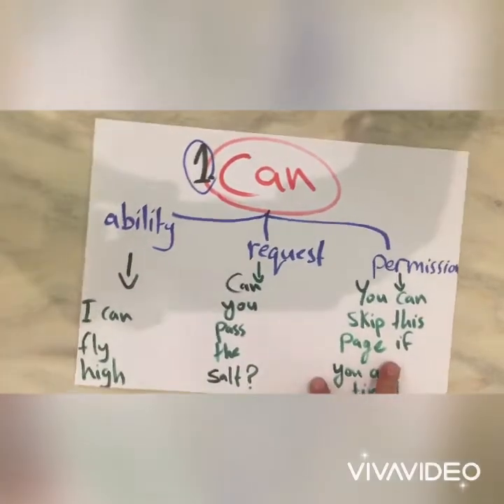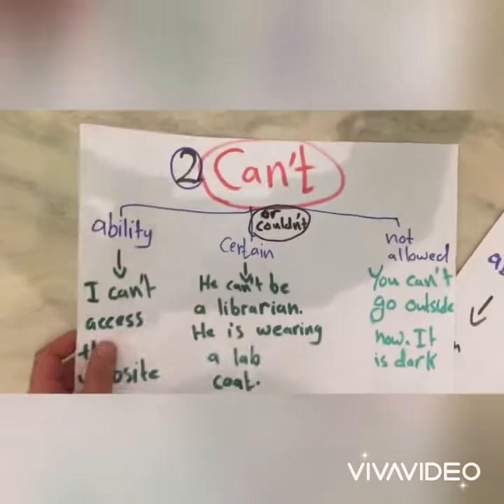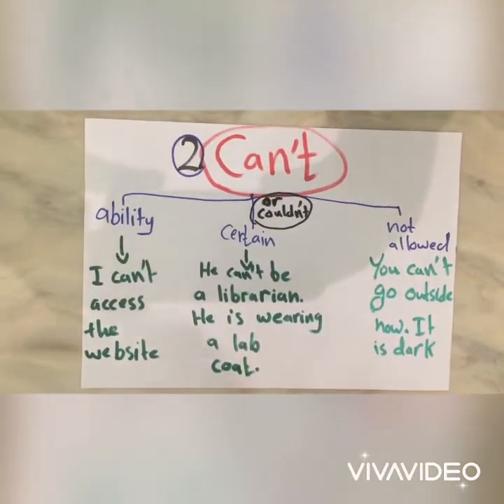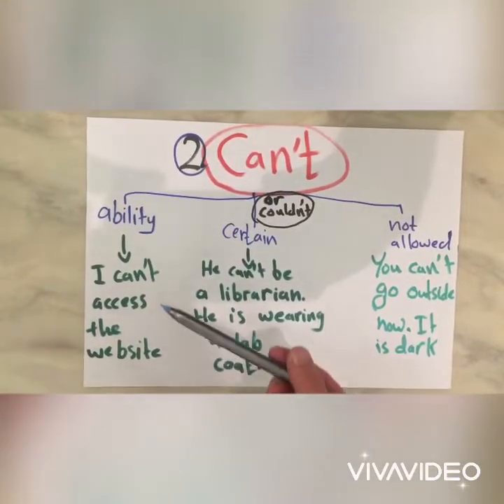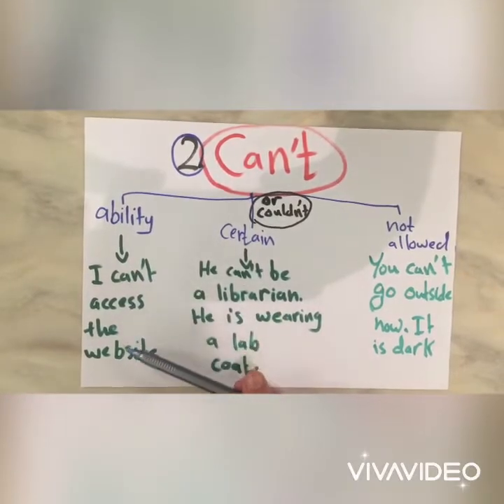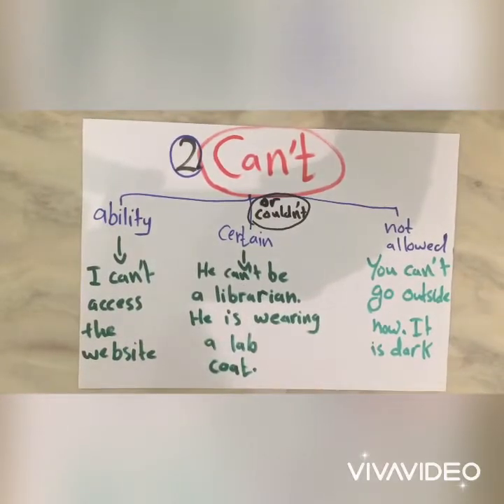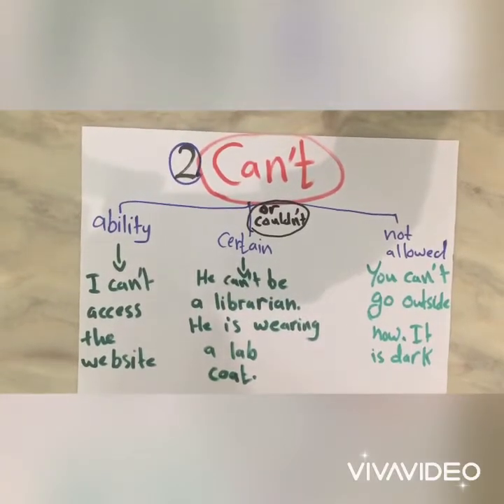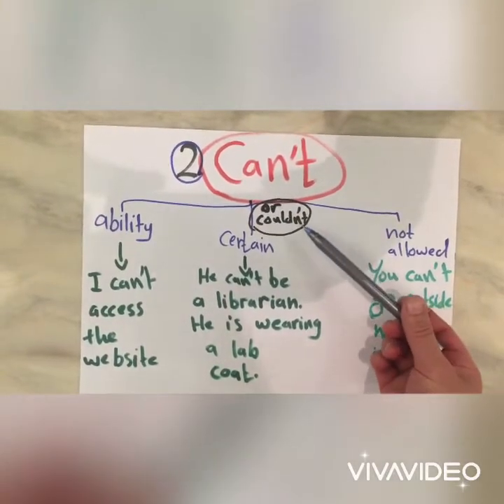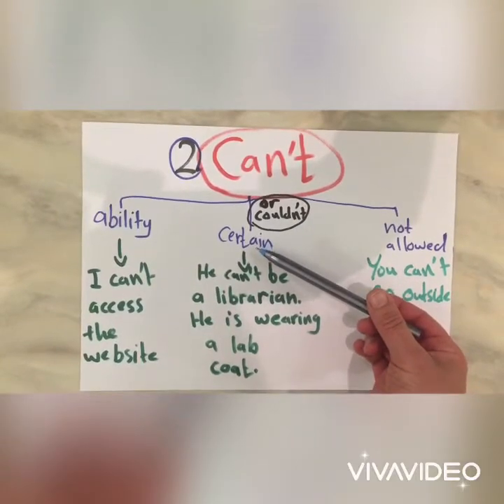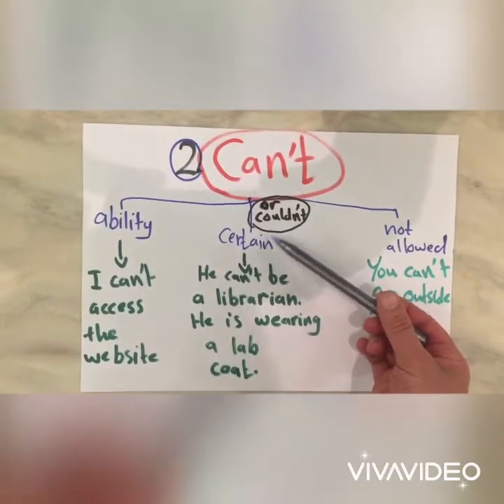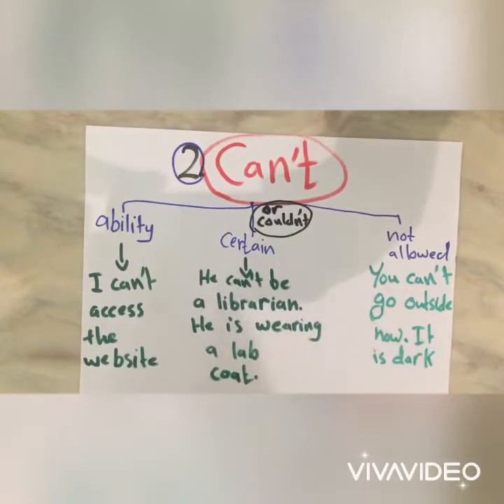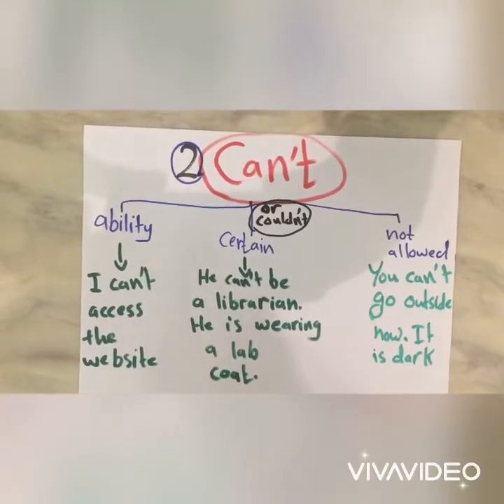Now let's go to the modal two, which is can't, the negative form of can. One use for it is the ability, same as can. An example of this is, I can't access the website. Another use of it is certainty, and as you can see here, another modal we could have for certainty is couldn't. An example of this is, he can't be a librarian, he is wearing a lab coat.